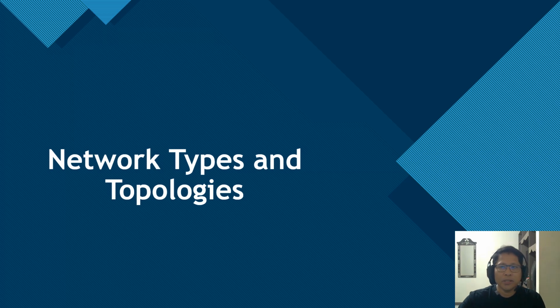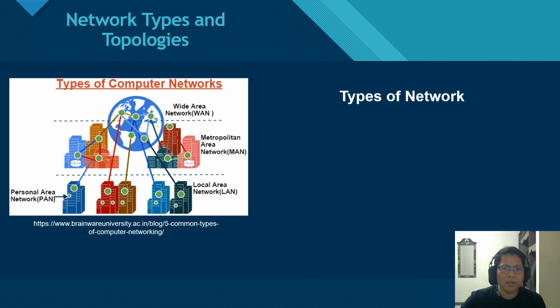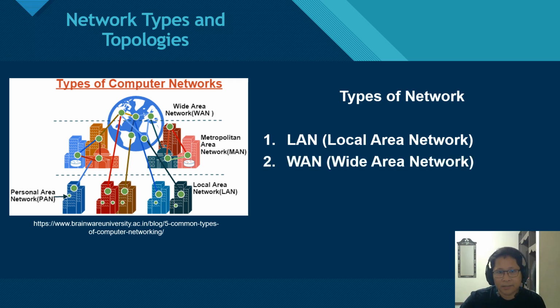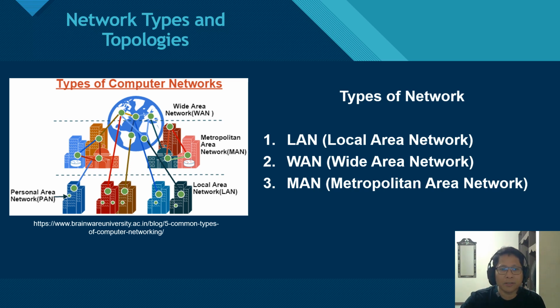Okay, so let's proceed with the second main topic, which is network types and topologies. First, I'm going to discuss the different types of networks. The different types of networks are, number one, the local area network, or LAN, number two, the wide area network, or WAN, and the last is the metropolitan area network, or MAN. I'll be discussing all of these.